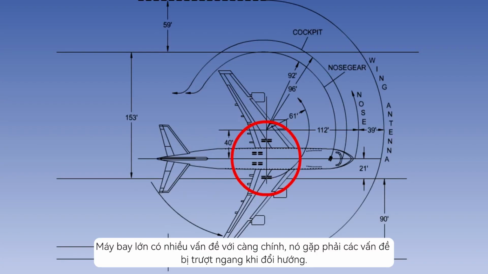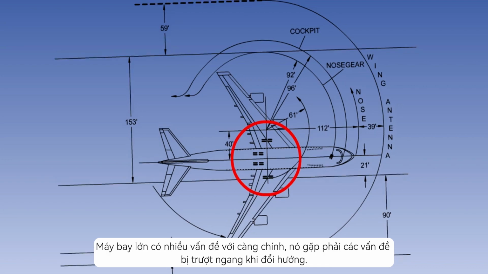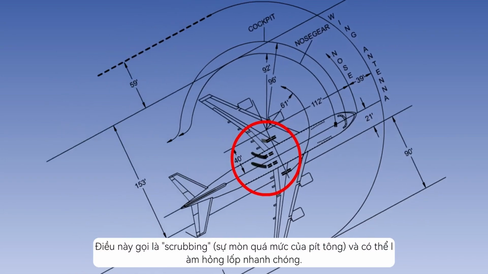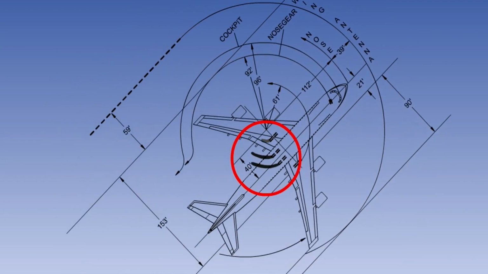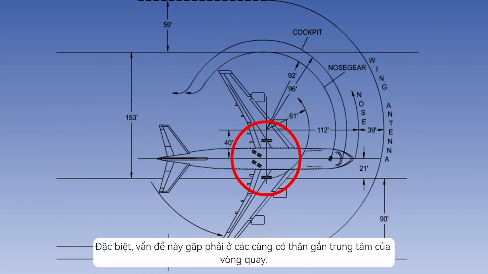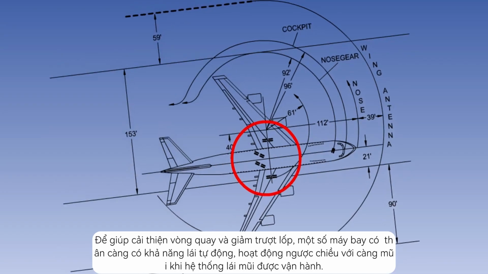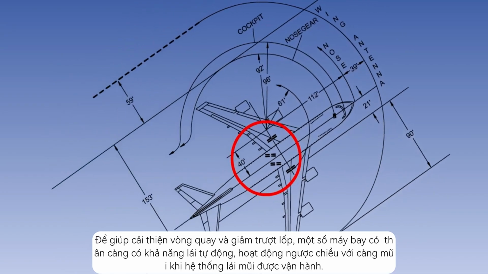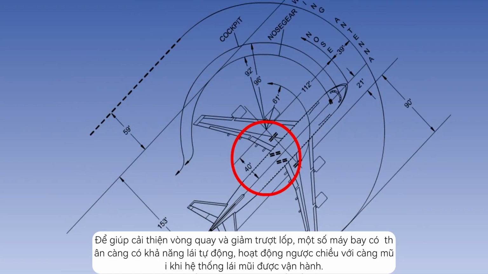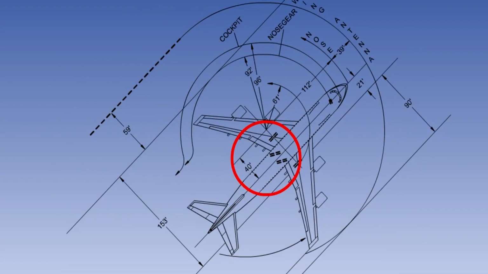Large aircraft with multi-wheel main gears have a problem with the main gears sliding sideways in turns. This is known as scrubbing and can quickly damage tires. This is particularly a problem for body gear, as they are near the center of the turn. To help improve the turning circle and reduce tire scrubbing, some aircraft have steerable body gear, which operates automatically in the opposite direction to the nose gear when the nose gear steering is operated.